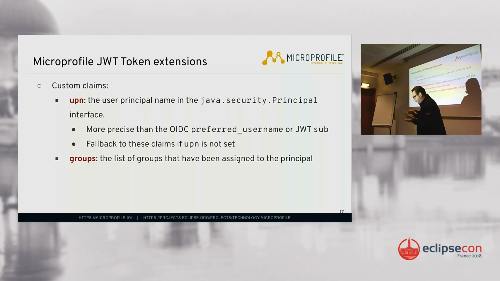In terms of payload, MicroProfile JWT has defined two custom claims. One is UPN, user principal name, which is actually the name that is going to be returned from the Java security Principal, which is the main user representation in Java. We are going to see that. If not there, the spec says that you need to fall back to either the OpenID Connect preferred username or the JWT sub, but UPN is more precise. So typically your sub can be just my ID, while my UPN can be my email address, so much more precise.